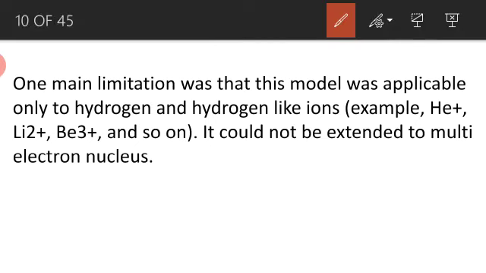Example, helium plus, lithium 2 plus. Hydrogen has 1 electron, helium plus also has 1 electron, because 1 electron is removed from that, helium atomic number 2.